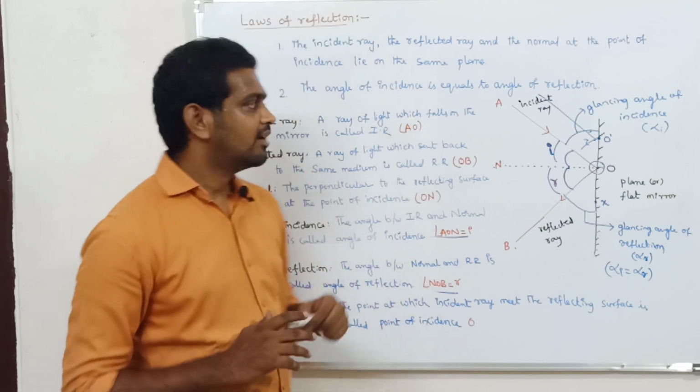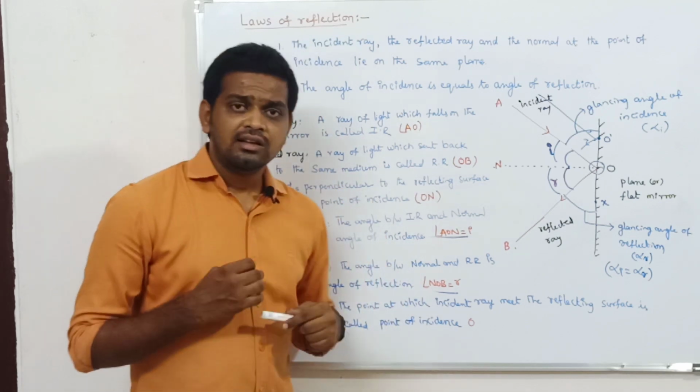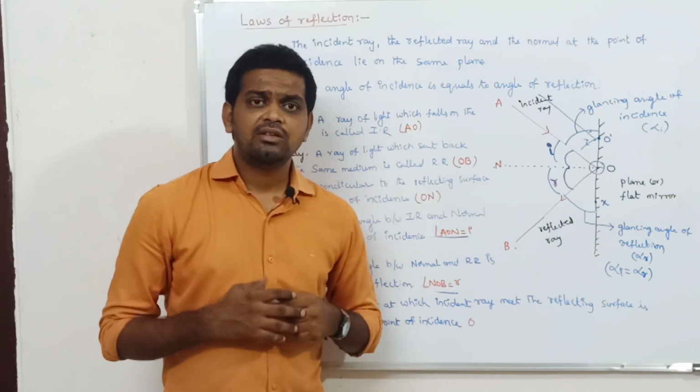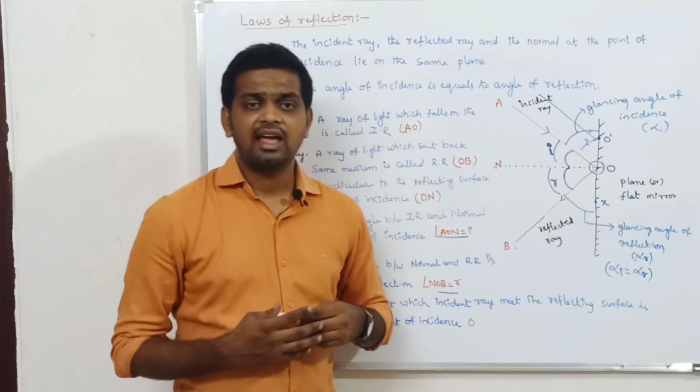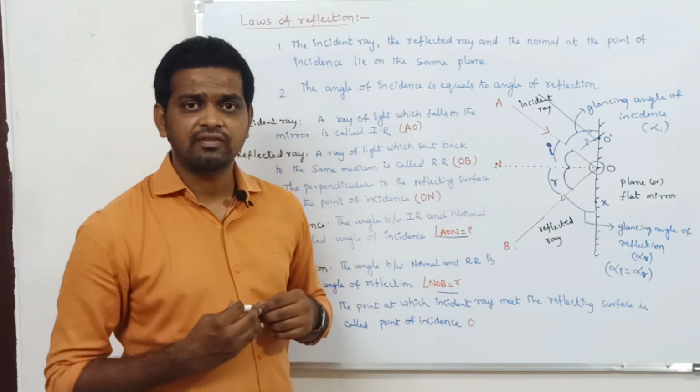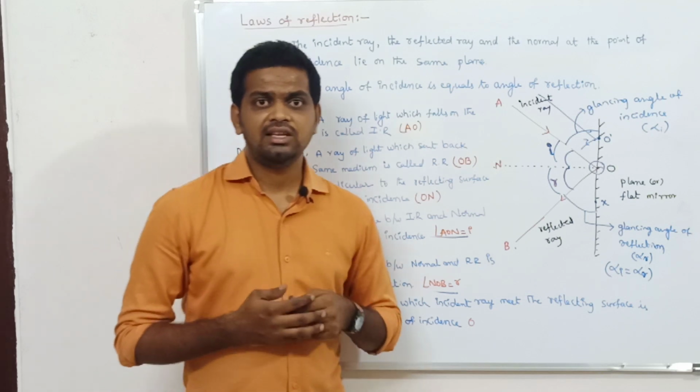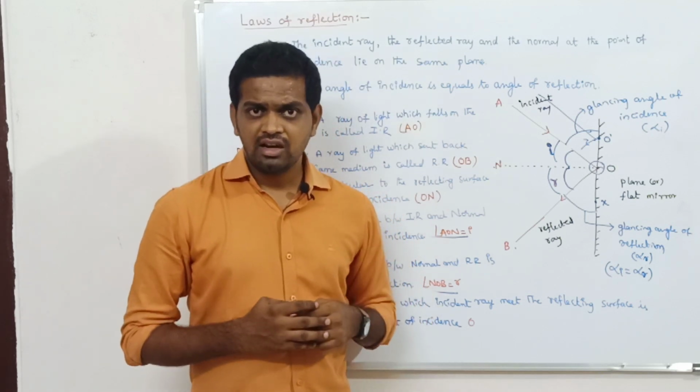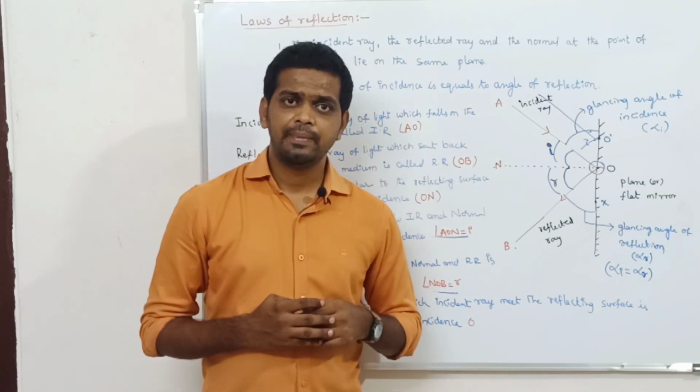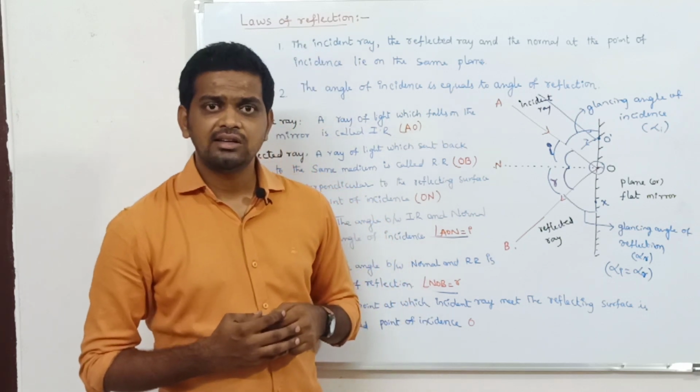From the first law of reflection, it is clear that the normal will exist anywhere on the plane. Coming to the second law of reflection, the angle of incidence is equal to the angle of reflection. Is it clear, children? Now my question is, are the laws of reflection valid for spherical surfaces? Will you guess the answer?